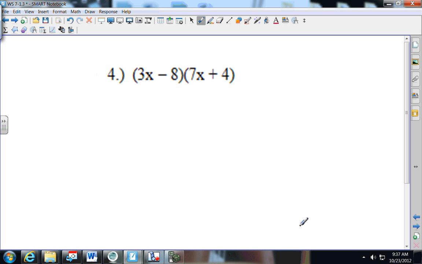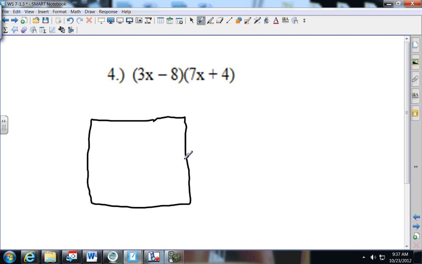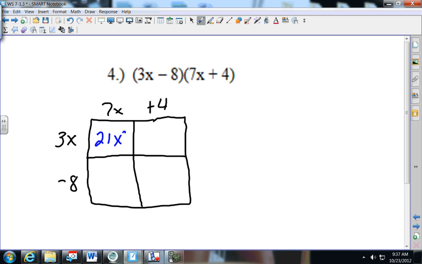Number 4, same thing. Draw the box. Now, if you're doing this on the video, pause the video and try and do it and come back and see how you did. We should have 3x minus 8, 7x plus 4. 3x times 7x, 21x squared. 3x times 4, 12x.